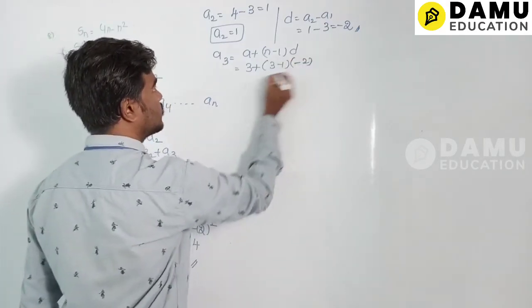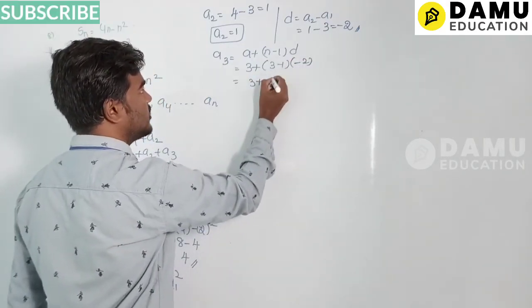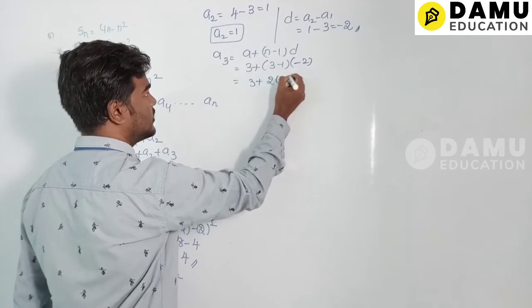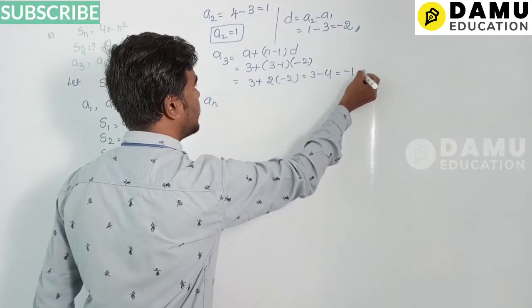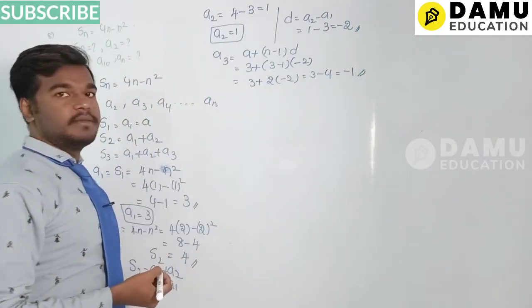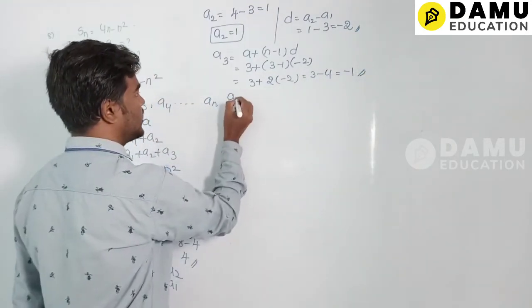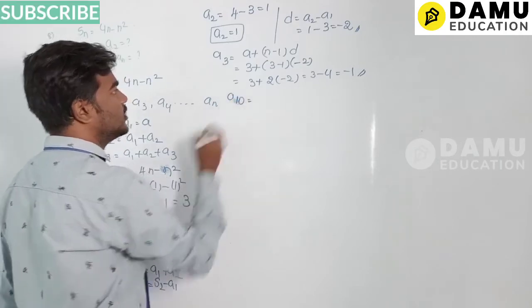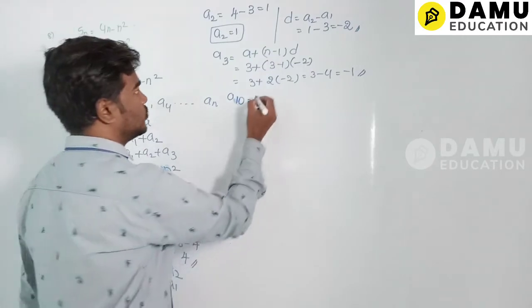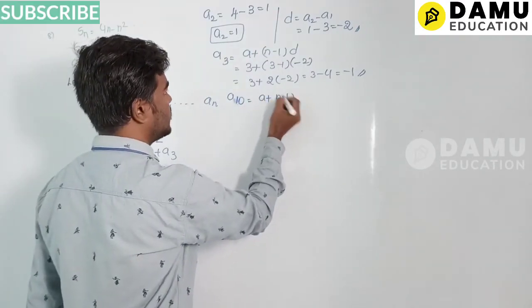So let's put 3 plus 3 minus 1 into minus 2. So 3 minus 4, what value will we get? Minus 1. So A3 will be equal to minus 1. Then they asked for A10.